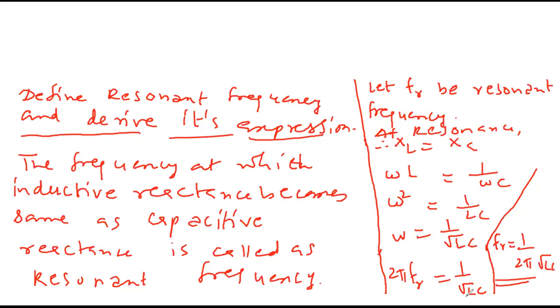Now only left out is what is parallel resonance and LC oscillation. That will complete our chapter EMI and AC circuit. Very important chapter for entrance, and in fact very easy chapter, even though it appears to be difficult at first instant.